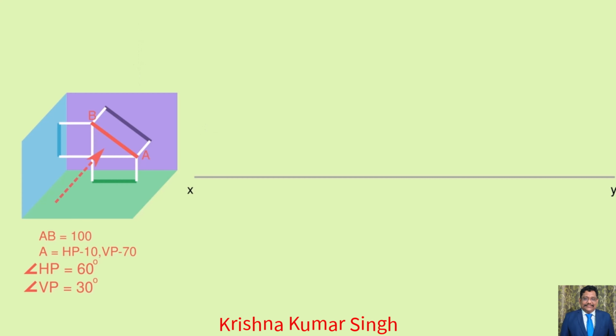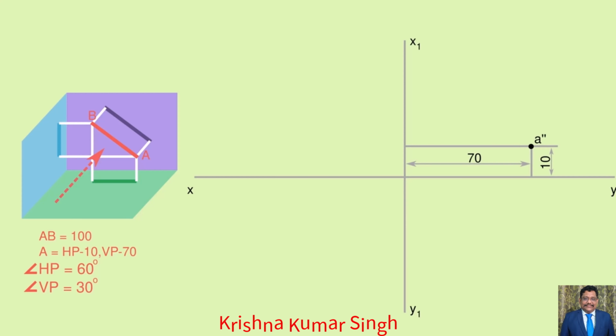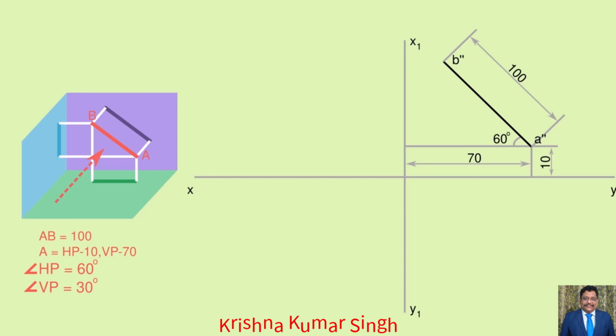So first we are going to draw the profile plane view. For this special purpose, draw an x1y1 line which is perpendicular to the xy line to represent the side view. Now according to the problem, keep a point A double dash 10 mm above the HP and 70 mm in front of the VP. From that point, set an angle 60 degrees and draw a line with 100 mm. Keep the end point as B double dash.